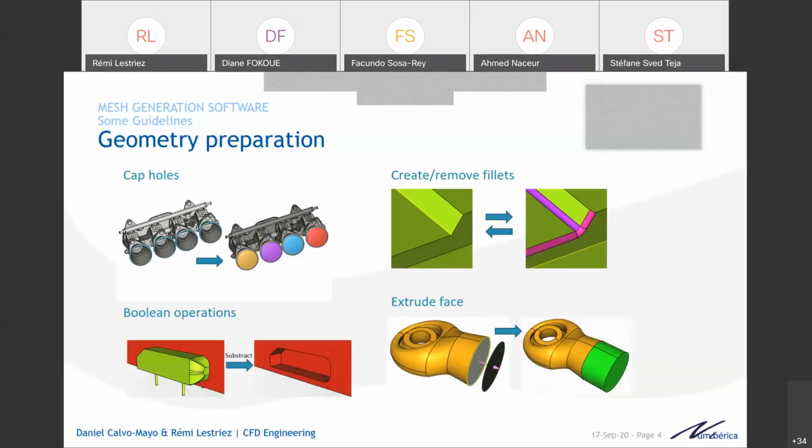This is the kind of thing you have to do. For example, you have to cap holes, to add some surface to close the volume. You have to create or remove fillets depending on what you want. You maybe need to do some Boolean operation to get the volume you want to mesh. And also you can have to extrude some face. These are some basic CAD manipulations that, if you don't have a CAD system, it's better to have directly in the mesh generation tool.